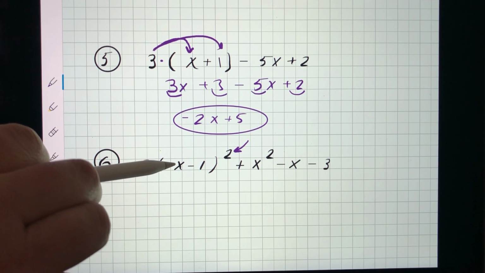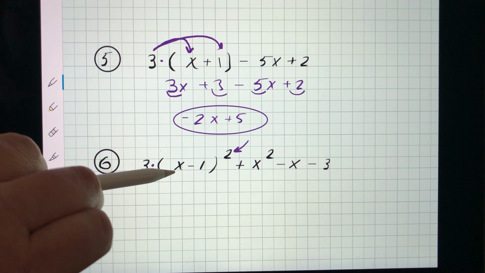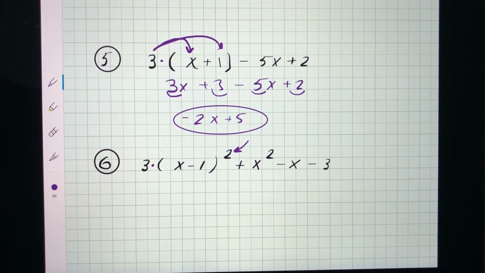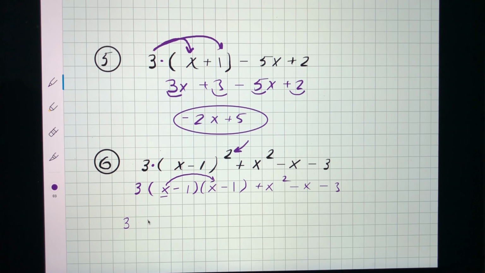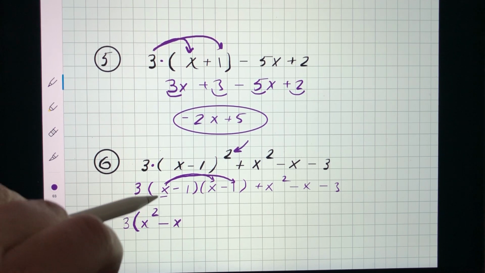Now let's actually change this exponent into multiplication so we can do that a little bit easier. So we have 3, and then we will write x minus 1 squared as x minus 1 twice, because that's what the square means. The rest of the question is the same. Now let's multiply out. So here we have 3, and then we start with the first term, and we multiply this x by both x and the minus 1. X times x makes x squared. X times negative 1 makes negative x. That finishes the first term.